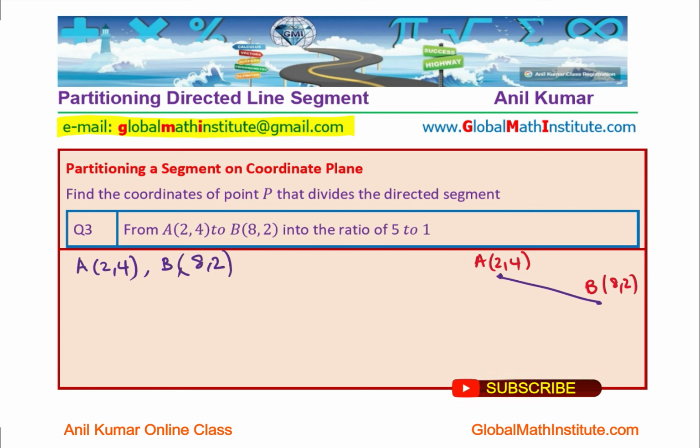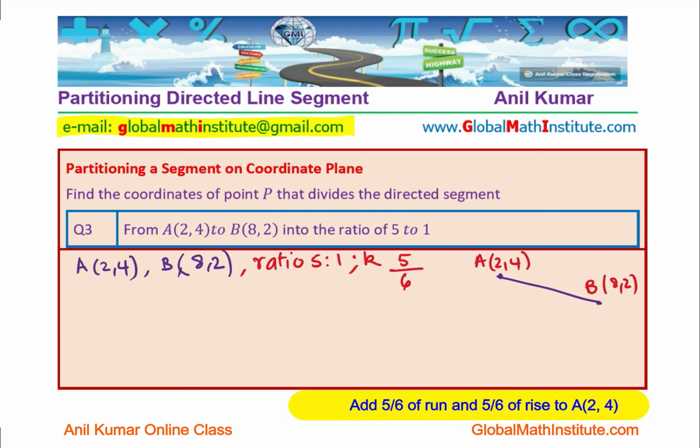We want to divide this in a 5 to 1 ratio, right? 5 to 1 means the factor, we write k for factor, is 5 out of 5 plus 1, 6. It means I have to divide this into 6 equal parts and then take 5 from A. So we'll be close to B. You get the idea? So we'll be somewhere here, point P, right? So we are looking into 2 parts, which is rise and run. So let's first calculate run, right, from here to here.